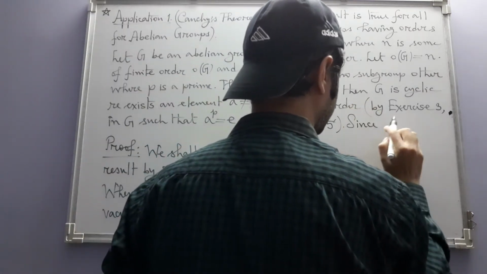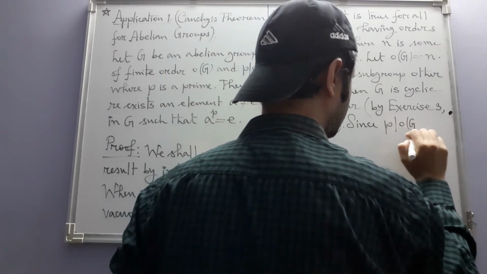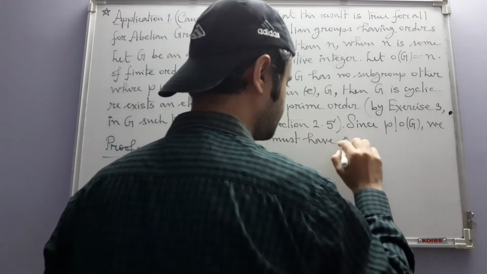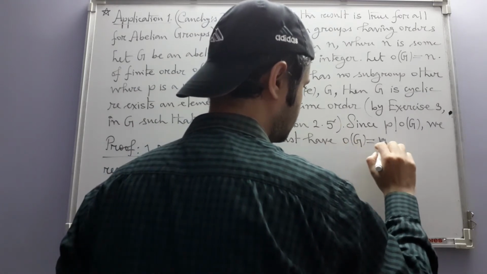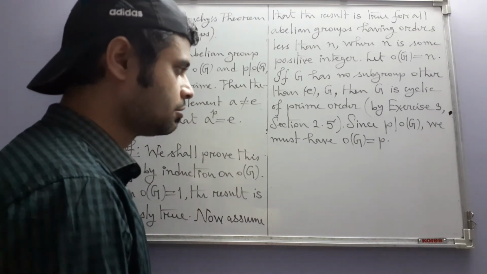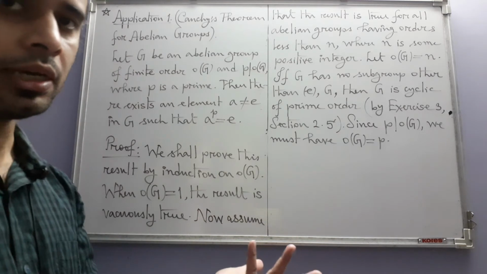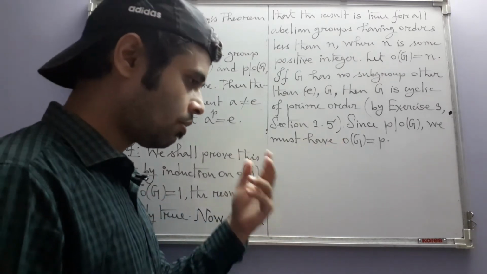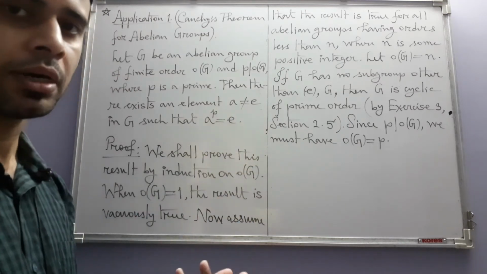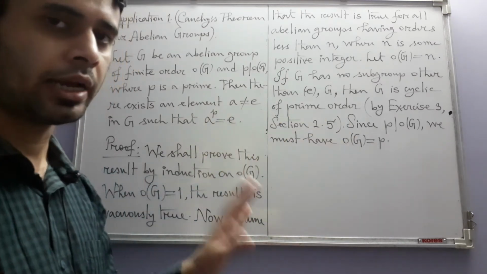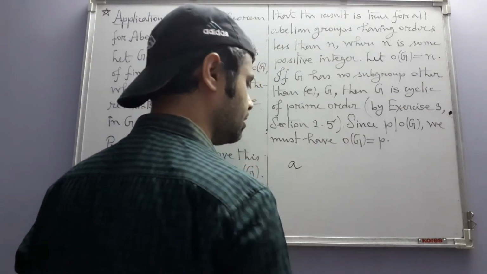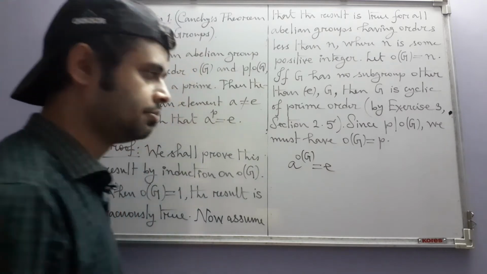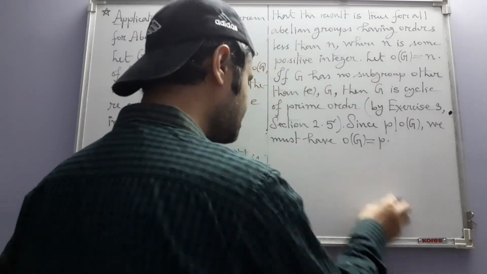Since P divides order of G, we must have order of G equal to P. Okay, so in such a group there will be P elements, one of them will be identity and there will be P minus 1 non-identity elements, and all of them will have their pth powers equal to the identity by the second corollary to Lagrange's theorem, which says that if you take an element A from a finite group G, then this power equals the identity. Okay, so in this case we are done.